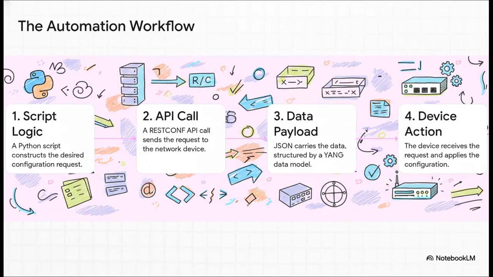Okay, let's put this all together. Let's see the whole thing in action, from start to finish. Step 1, our Python script creates the request. Step 2, it uses an API call, let's say RESTCONF, to send that request over the network. Step 3, the request itself is that package of JSON data we made, and it's following all the rules from our Yang data model. And finally, Step 4, the network device gets the message, understands it, and applies the configuration. Boom, all the pieces working together perfectly.